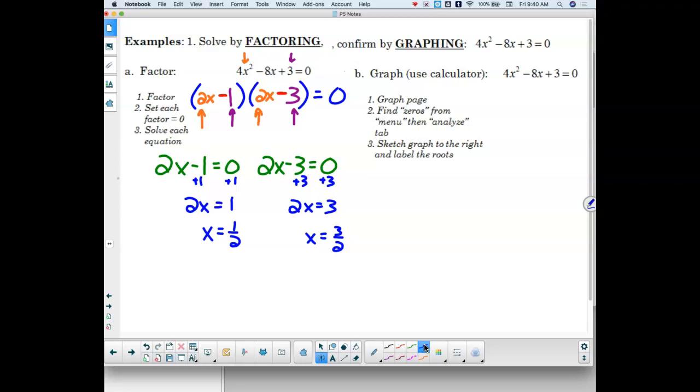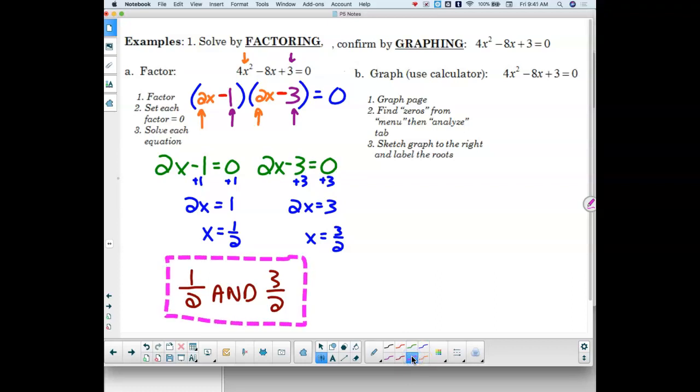And my two solutions then for this problem are 1/2 and 3/2. If I plug 1/2 in for x into 4x squared minus 8x plus 3, I get 0. 1/2 squared is 1/4 times 4 is 1. 1/2 times negative 8 is negative 4. 1 minus 4 is negative 3 plus 3 is 0. Okay? And if I plug in 3/2, I also get 0. Okay? So I solved this one.